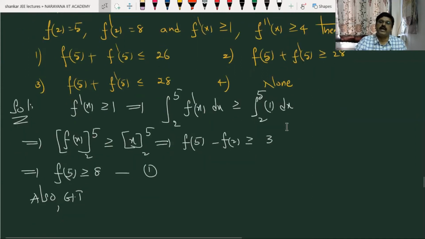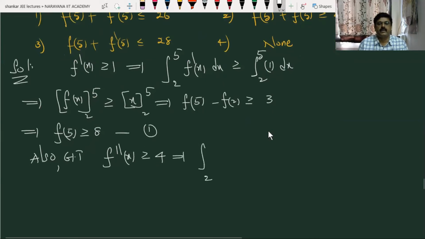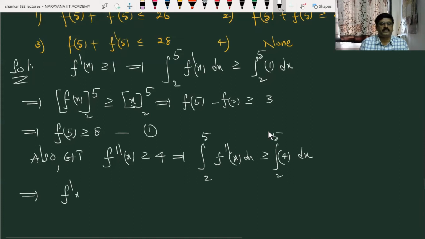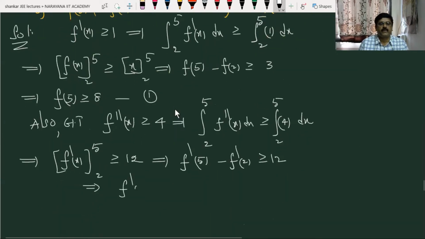f double dash x is greater than or equal to 4. Again, same, what I am going to do is integral 2 to 5, f double dash x dx is greater than or equal to integral 2 to 5, 4 dx. Then it will be, students, just f dash x from 2 to 5 is greater than or equal to 12. Then you will be left with f dash 5 minus f dash 2 is greater than or equal to 12. In the data f dash 2 is given as 8, students. So f dash 5 is greater than or equal to 20.